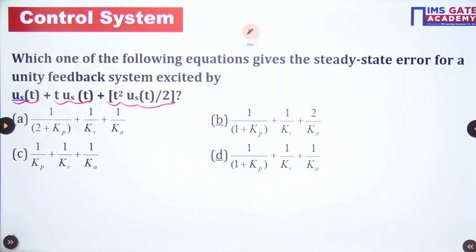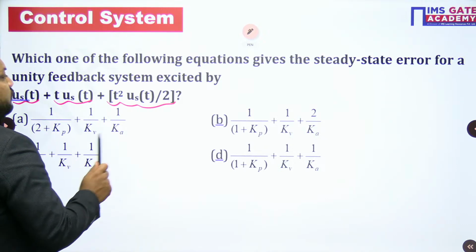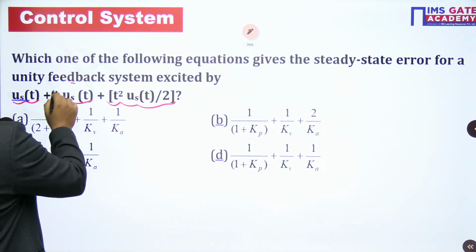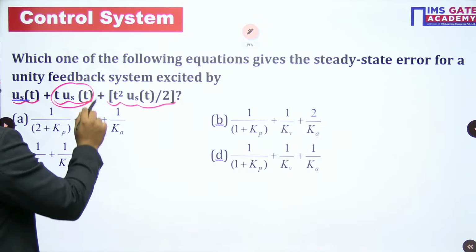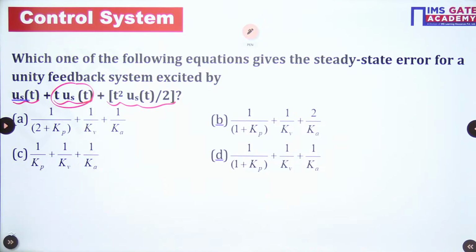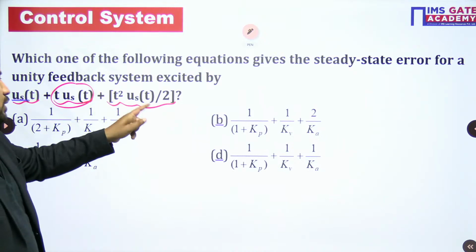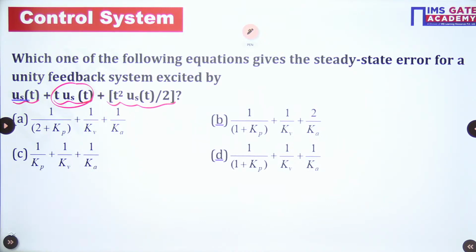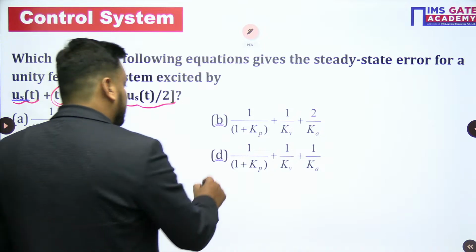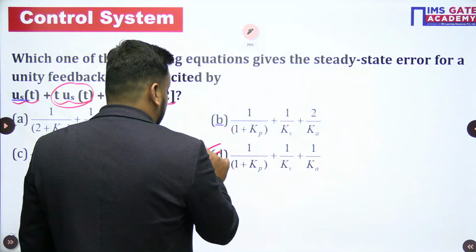Bolo bachcho. We all know that the steady state error for the step input is 1 upon 1 plus Kp, for ramp 1 upon Kv, and for the parabolic 1 upon Ka. So you should tell me, guys, what is the answer? It is perfectly t square by 2 into u(t). So it's A by Ka only. So the correct answer is nothing but the formula itself. It means option number D.